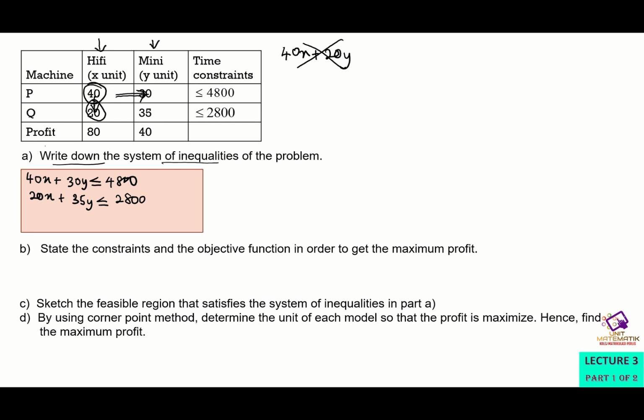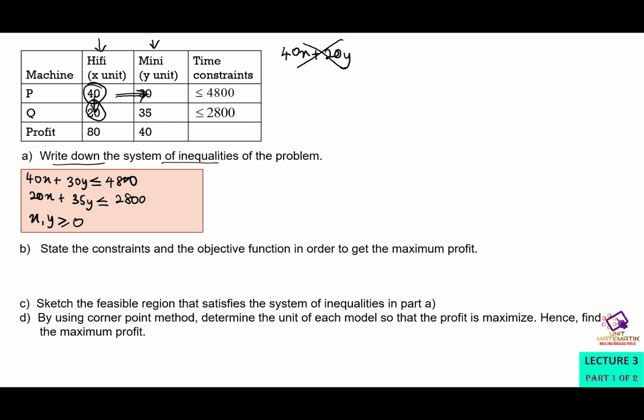And then student, the last inequalities, which is the compulsory for you to write, is x, y greater than or equals to 0. Okay, so this inequalities is compulsory for you to write. If not, you will lose mark, because this question is about application. Okay, we are talking about x unit and y unit. So it is impossible for us to produce anything below 0.